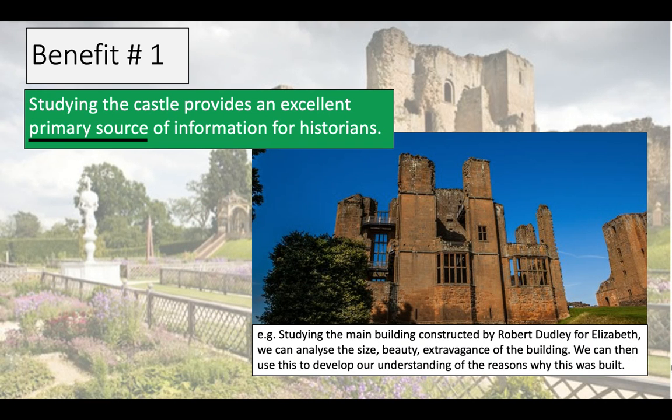An example of this would be studying the main building constructed by Robert Dudley for Elizabeth. When we look at this building, we can do our own analysis. We can analyze the size, the beauty, the extravagance of the building. And we can then use this to develop our understanding of the reasons why this was built. So we're not just reading a book and someone's telling us that Robert Dudley built this amazing building for Elizabeth. Here, by studying the primary source, studying the actual building, it can help our own understanding and our ability to develop our own arguments about it. Okay, so that's benefit number 1.